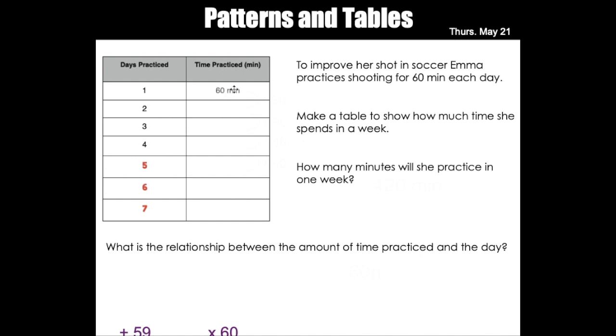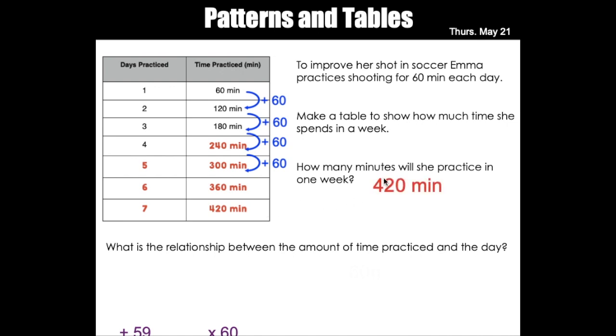In 1 day, she will have practiced 60 minutes. In 2 days, she'll have done 120 minutes. In 3 days, 180 minutes. In 4 days, 240 minutes, and on and on. How many will she have practiced in 1 week? Well, I know because I've continued my table by adding 60 each time, because 60 minutes each day, to get 420 minutes.